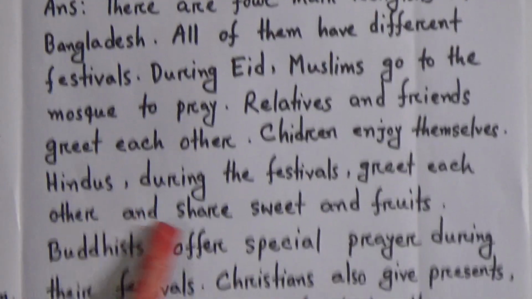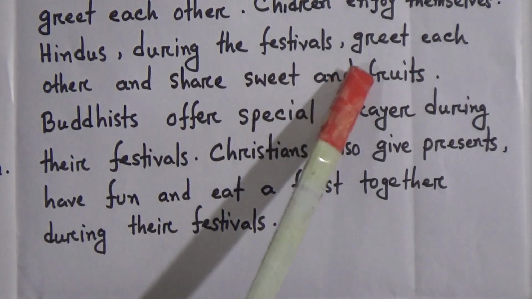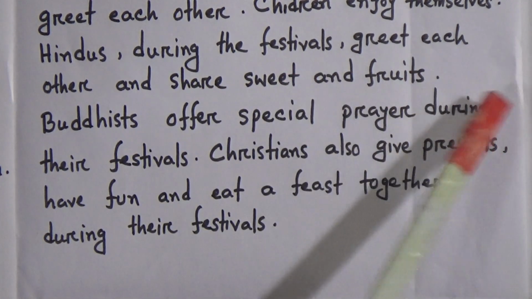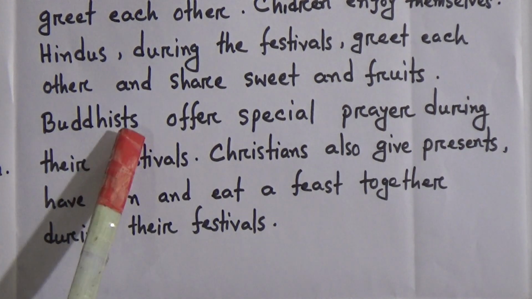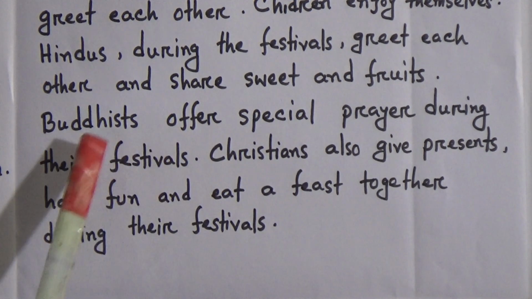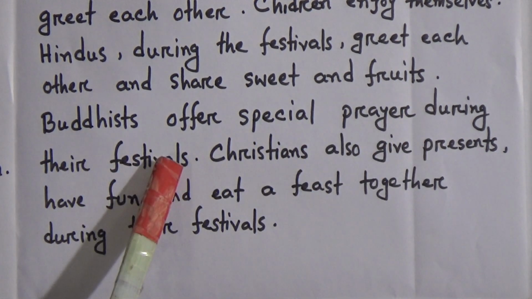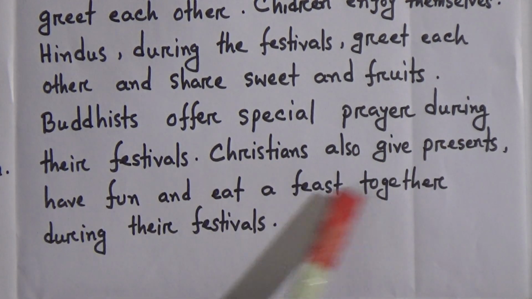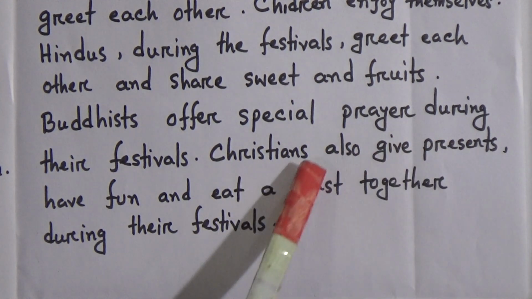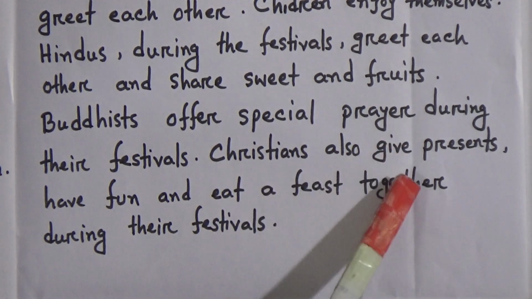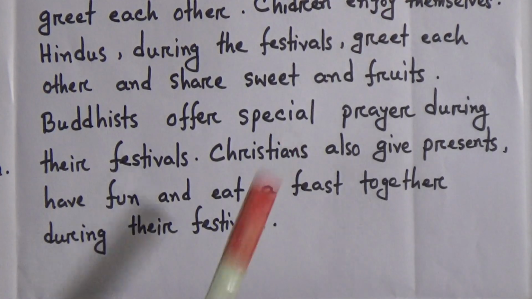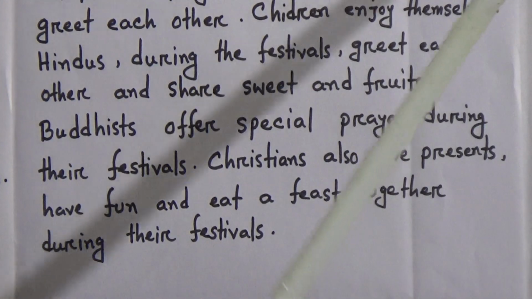Hindus during the festivals greet each other and share sweet and fruits. You know that there are some festivals like Durga Puja, Saraswati Puja of Hindus. They share sweet and fruits in their occasions and welcome their friends and relatives. Buddhists offer special prayer during their festivals. Maghi Purnima and Buddha Purnima are two main festivals of Buddhists, and in these occasions they offer special prayer. And Christians also give presents, have fun and eat a feast together during their festivals. You know that Christmas is one of the special occasions of Christians. So student, in this occasion they celebrate their festivals in their own way. So there are many festivals and many religions in our country, and they celebrate their festivals in their own way. Students, now go to the fill in the blanks.